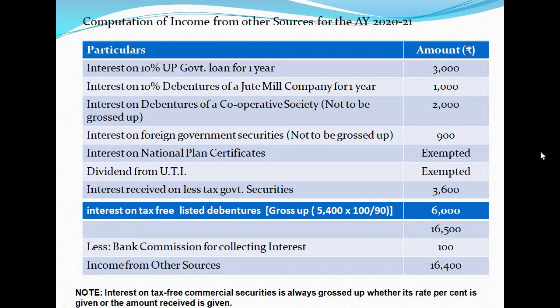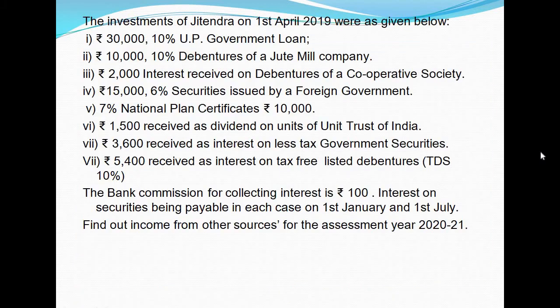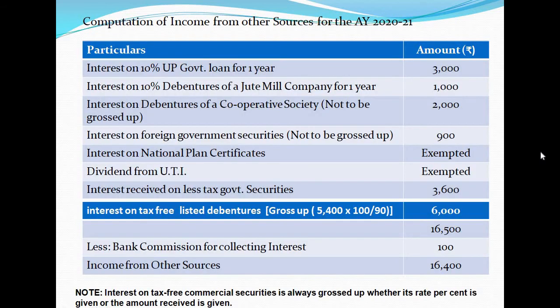So it's not needed to gross up because the amount which has been calculated is the gross amount. Then the interest on the debenture of a cooperative society has been given as rupees 2,000. This will be the gross amount because there's no tax deduction at source for debentures of a cooperative society. Then we also have the interest on foreign government security. He has invested in foreign government security for rupees 15,000 and the rate of interest is 6%. So 6% of rupees 15,000 will give you rupees 900. But for foreign government security, there will be no TDS, so whatever amount has been calculated will be the gross amount.